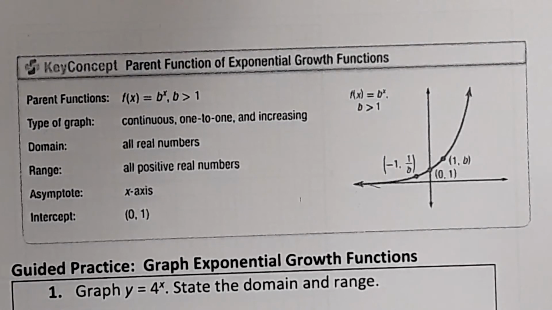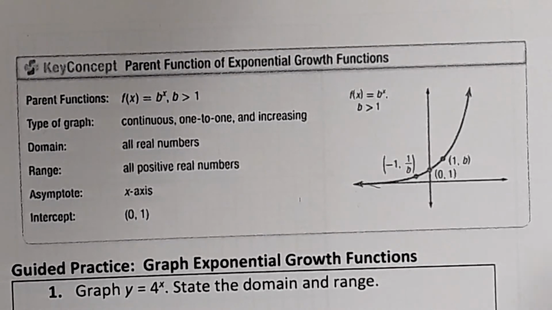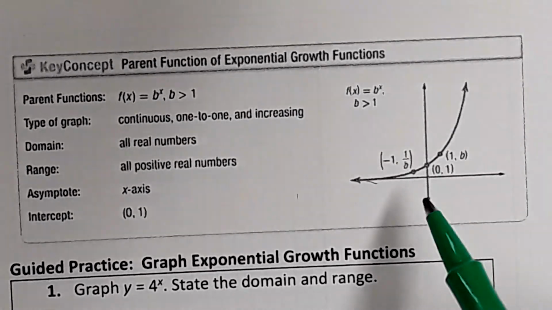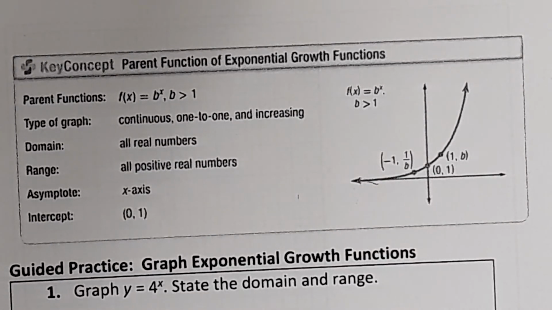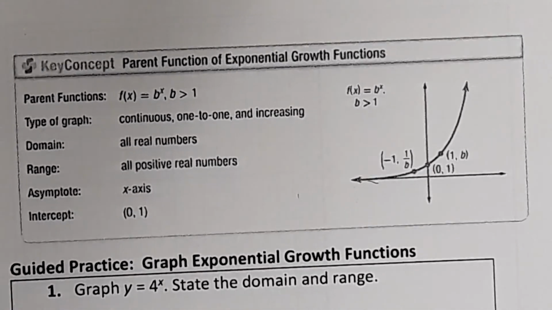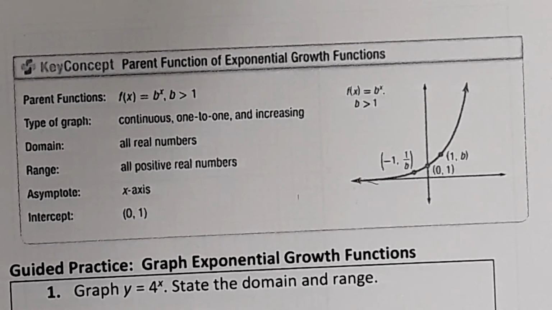The domain, you guys, will always be the same, all real numbers, because you can plug anything in for x. It's your range that's going to be affected by how we move it, if we move it up or down, right or left. And then our y-intercept would be (0, 1), because when you plug in 0 for an exponent, you get 1, okay?